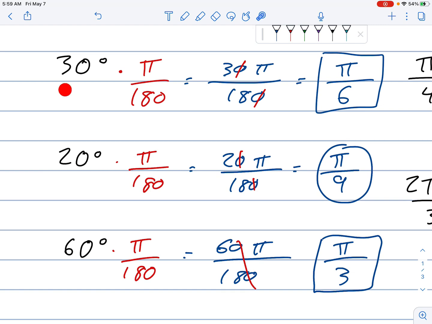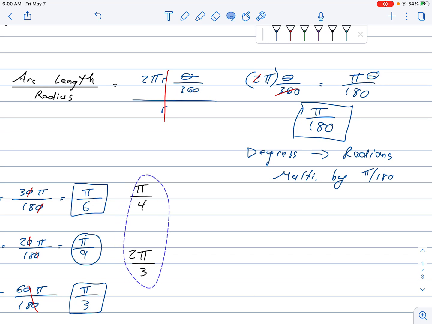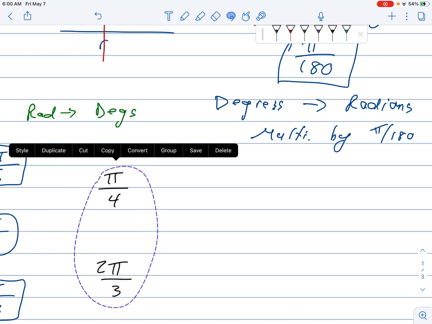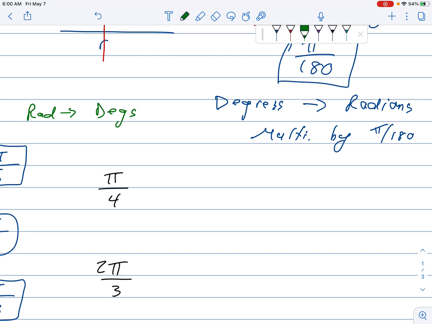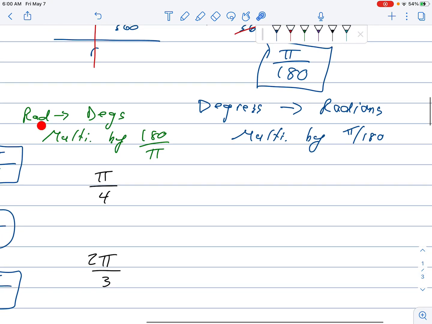Okay, so there's your 30 degrees. How do you get it into radians? Times it by pi over 180. And that's because of this right here. Theta pi over 180. That's degrees to radians. If I were to take these values and say, can you go from radians to degrees, that would mean you already have a pi on top. You want to cancel the pi on top, so you're going to multiply by 180 over pi. And that's going from radians to degrees.